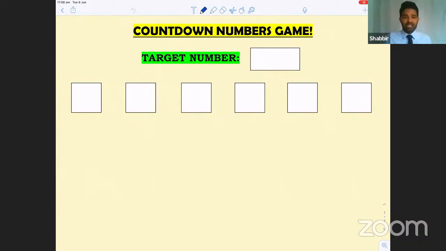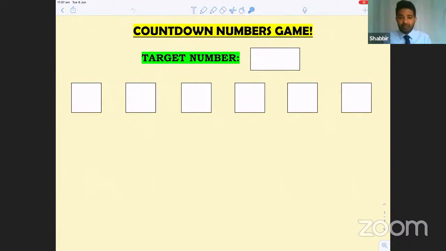So for anyone who's never played this game before, I'm going to be putting 6 numbers into these bottom boxes, and you've got to use those numbers to make this target number here. Now you can only use each number once. You don't have to use all the numbers. You cannot use a calculator for this. You can add, subtract, multiply, and divide those numbers as many times as you want to make this target number.